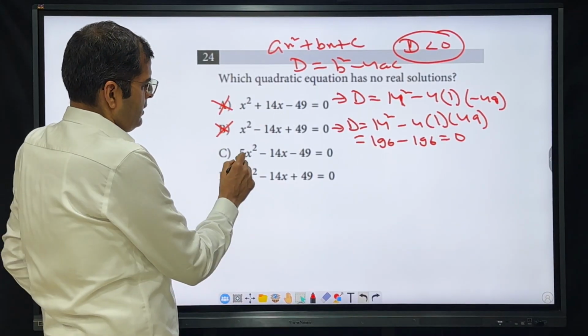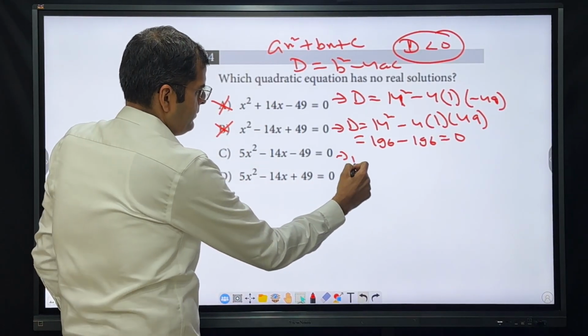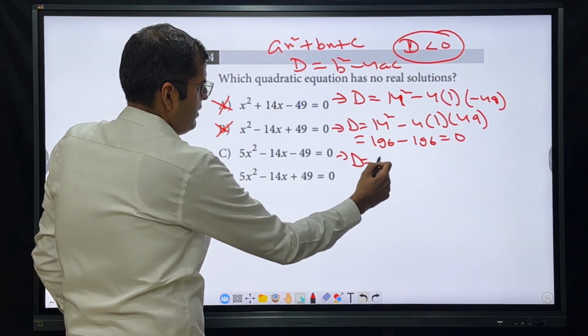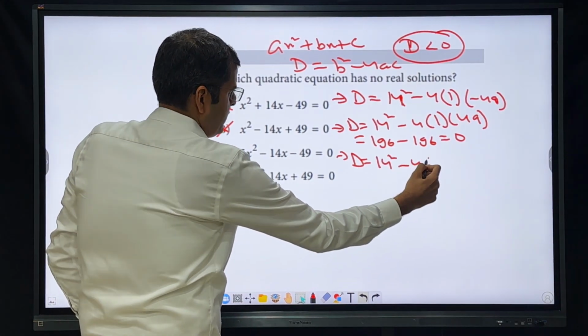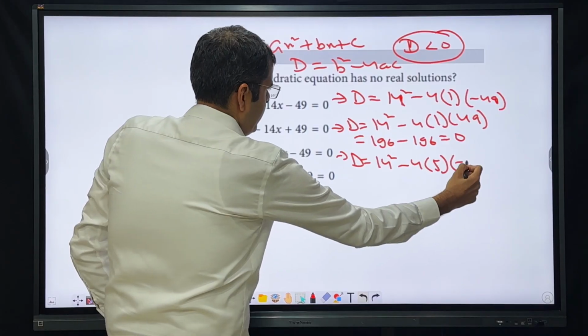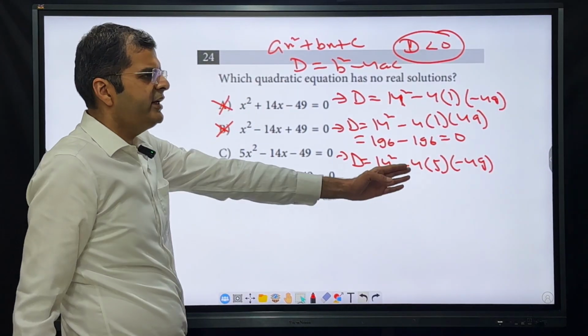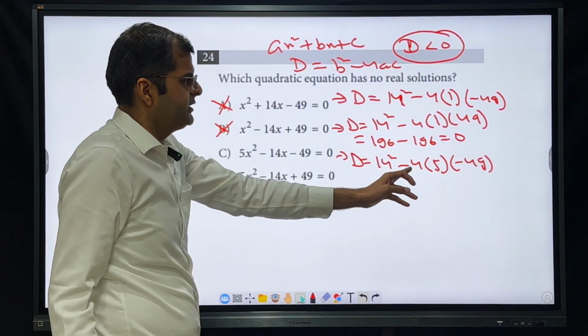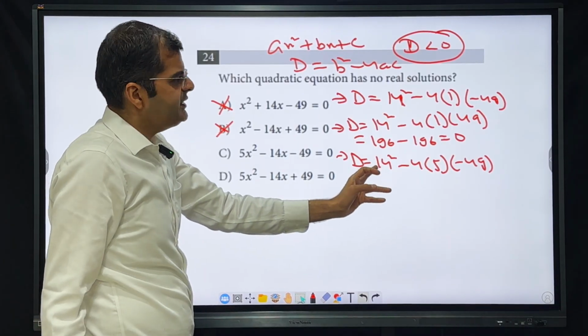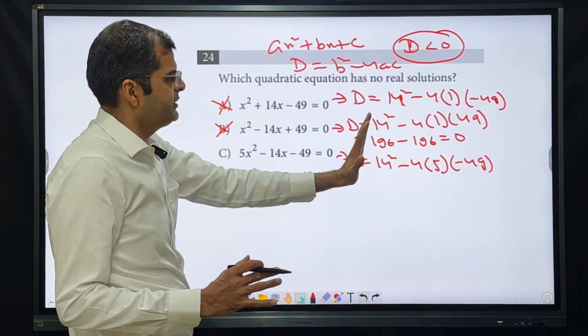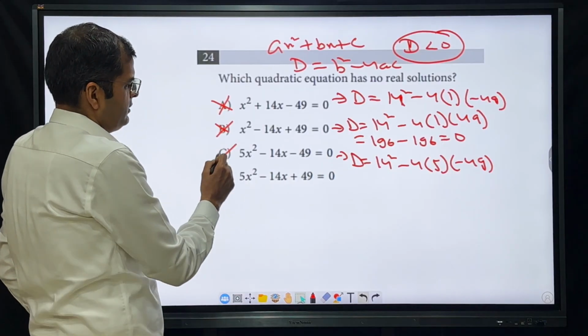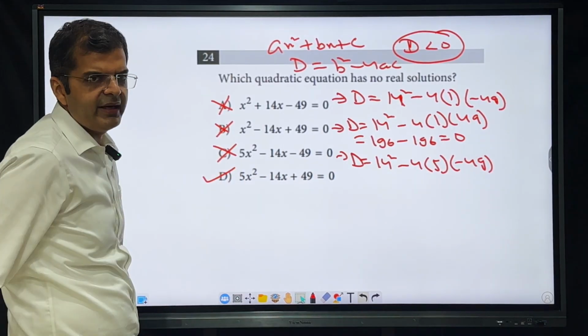than 0. Now C option says d is equal to b square, 14 square, minus 4 into a is 5 and c is minus 49. Again, I don't need to calculate it because negative becomes positive. 14 square is 196. 196 plus positive will give me a positive number. Okay, this will not be less than 0. So this is also ruled out. So option D is the correct answer.